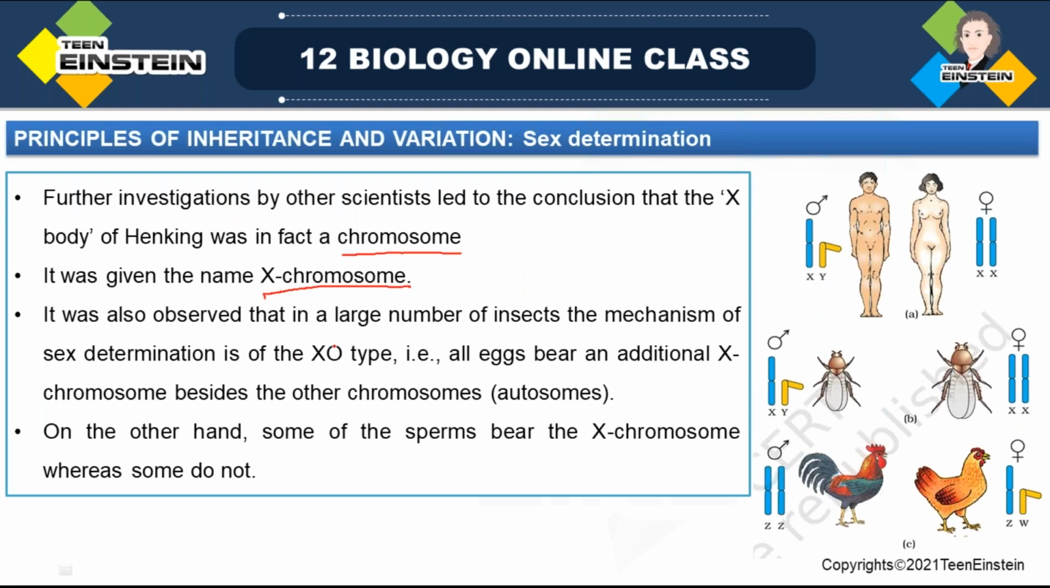It was also observed that in a large number of insects, the mechanism of sex determination is of the XO type. What is that XO type? All eggs bear an additional X chromosome besides the other chromosomes. All egg cells bear an additional X chromosome besides the other chromosomes, which are called autosomes.